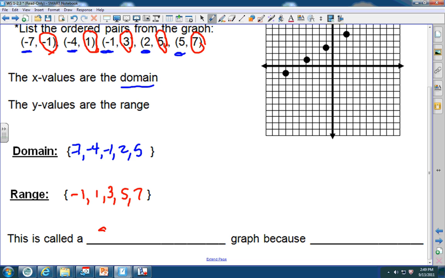This is called a scatter plot graph because it has just dots or points plotted on it. We'll just start with that.